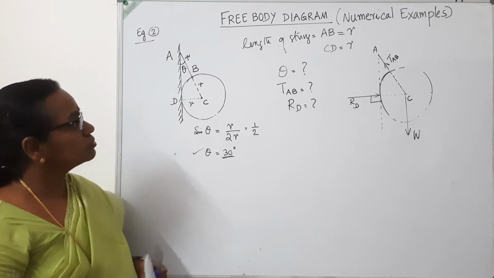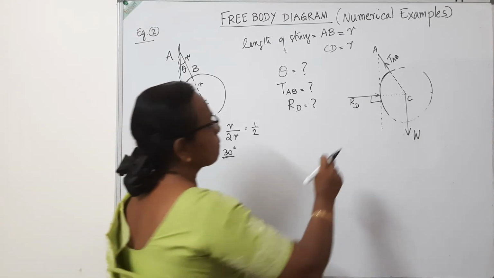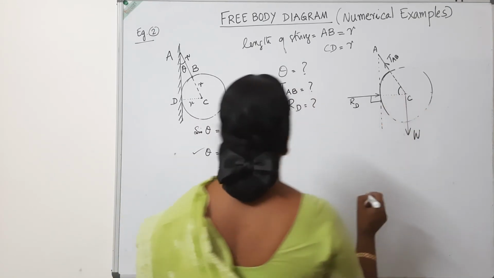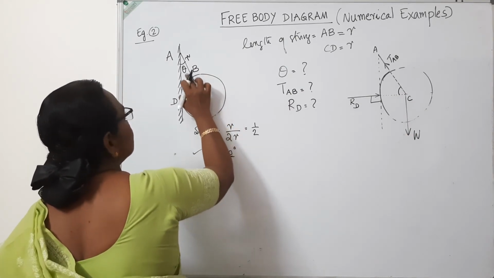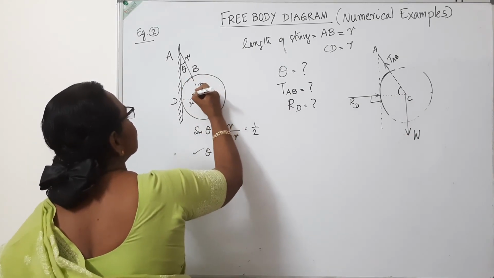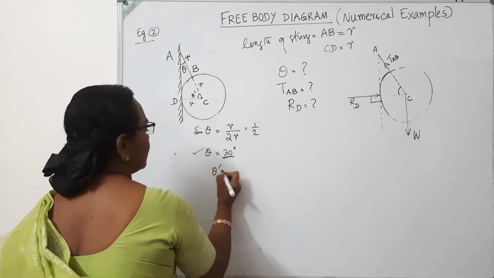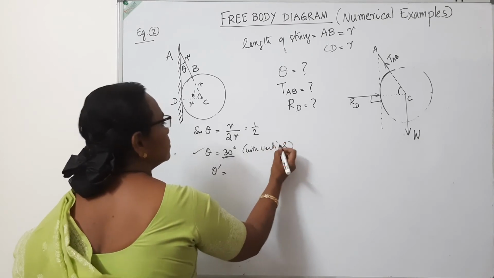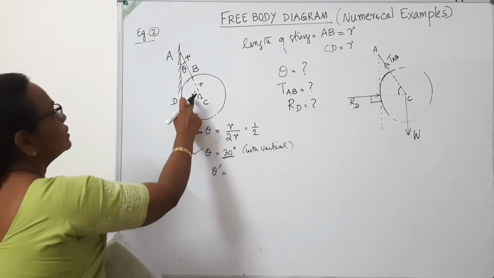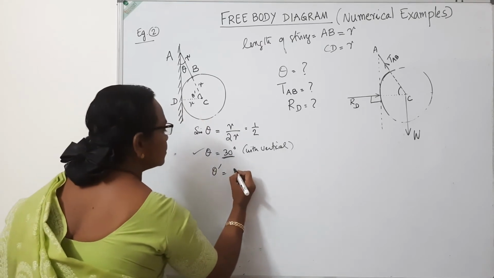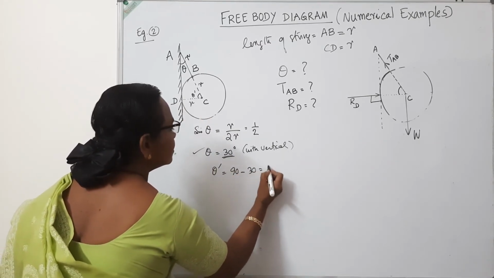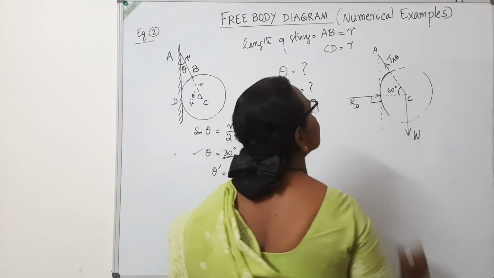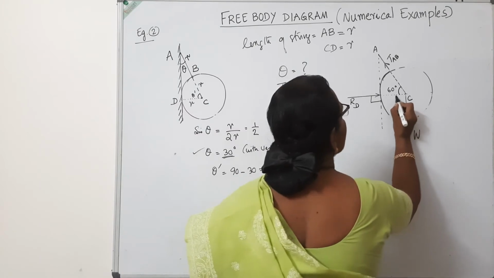Now, coming to the forces. What about this angle? If this angle with vertical is 30 degrees, this angle theta dash, the angle with the horizontal, this is with vertical. So the theta dash, the angle with the horizontal will be 90 minus 30, 60 degrees. So in this figure, this angle is 60 degrees. This is 90.